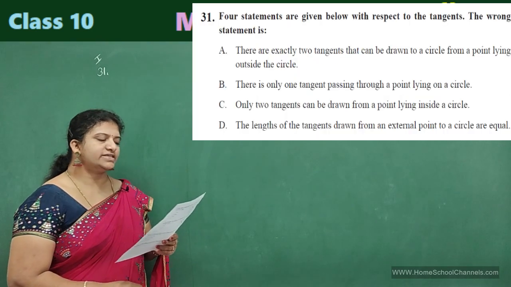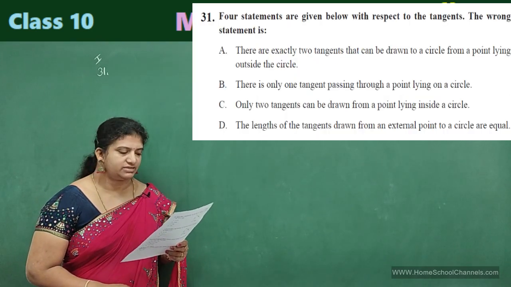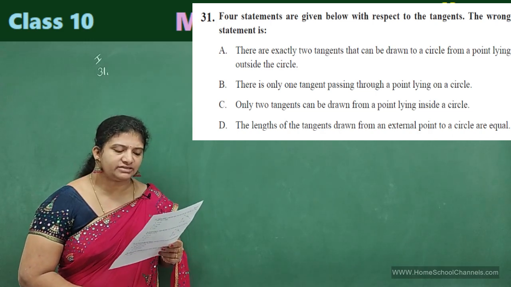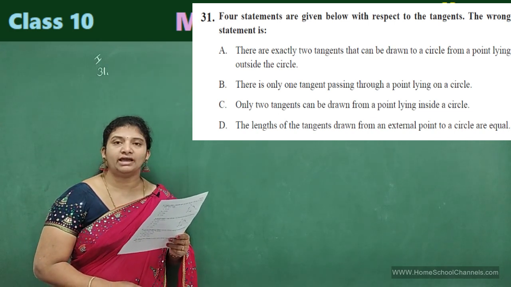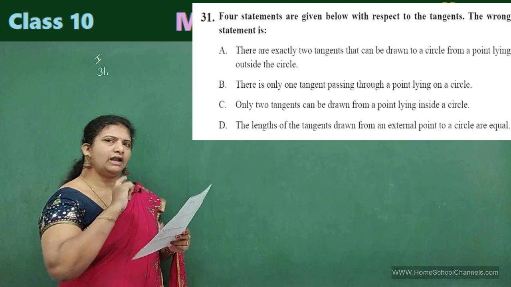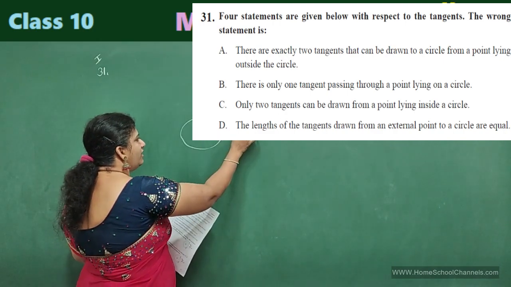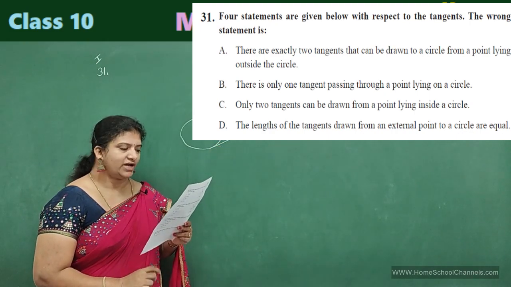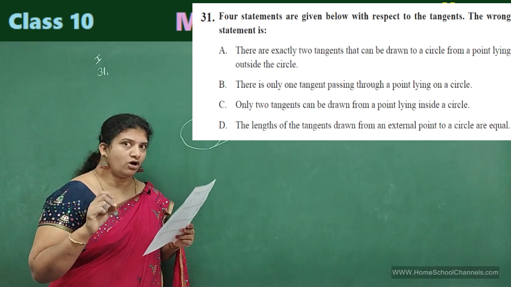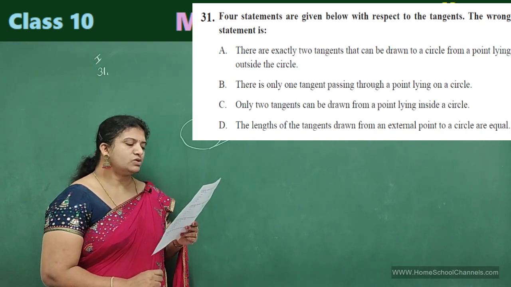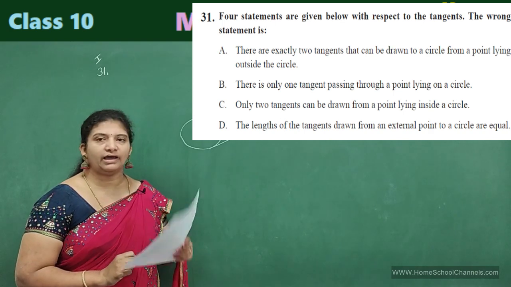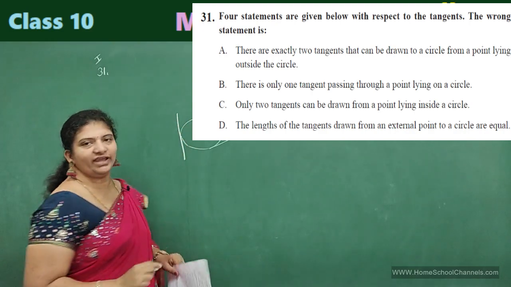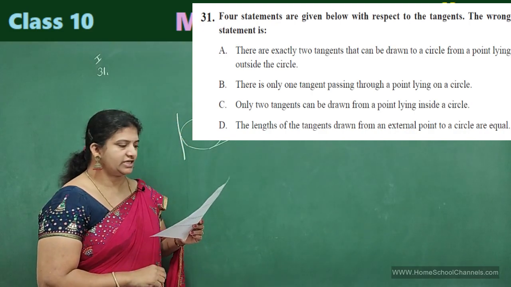31st question. 4 statements are given below with respect to the tangents. The wrong statement is, let's see the first option. There are exactly 2 tangents that can be drawn to a circle from a point lying outside the circle. Yes, point lying outside the circle means what you remember? External point. Exactly 2 tangents you can draw. Option A is right answer, and they asked which is a wrong statement. Option B, there is only one tangent passing through a point lying on a circle. If there is a point, with this point only one tangent we can draw. Yes, this is also a true statement.